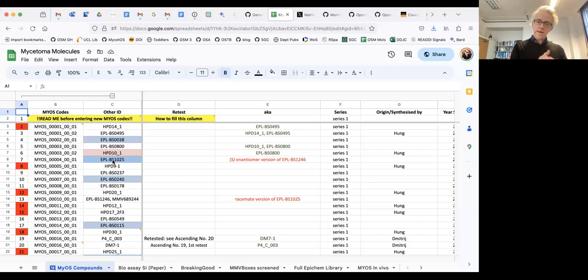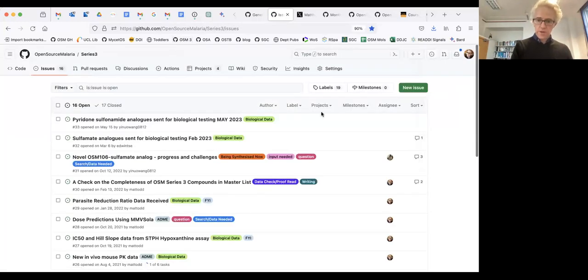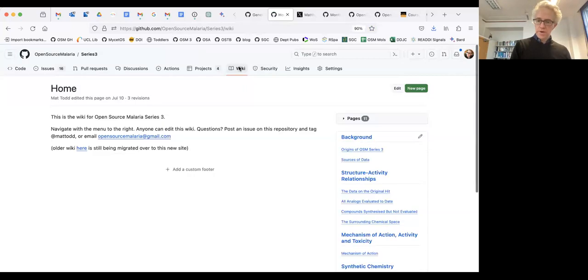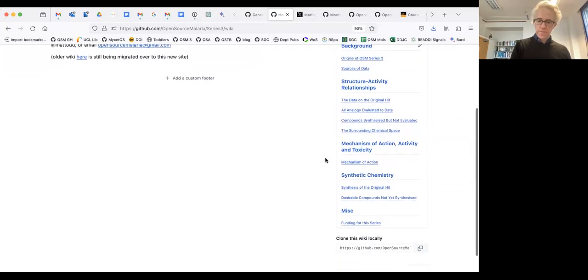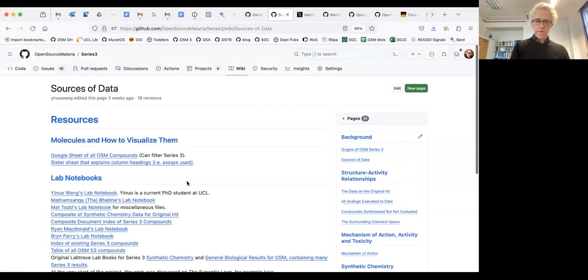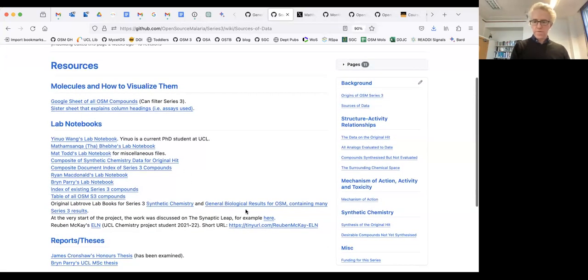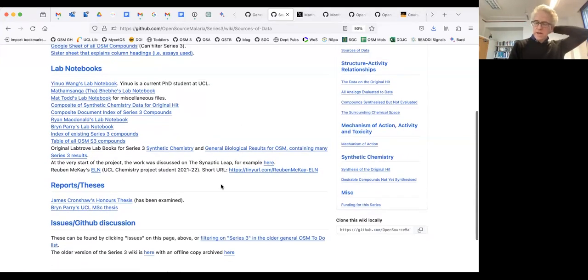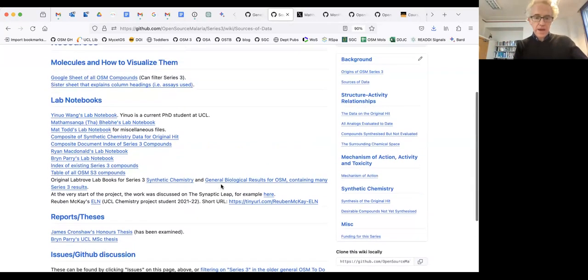Similarly, linking to your lab notebooks is a really good way of showing that you're serious about the project. So in Open Source Malaria Series 3, for example, maybe we saw this before, on the wiki, there's the sources of data thing, and there's always lab notebooks, right? People who've done things and links to other things. And again, if you come to this cold, you think, well, okay, this looks like a fairly serious science project. There's a bunch of stuff that's happened here. I can see the lab book, so I know that people are being serious about it.